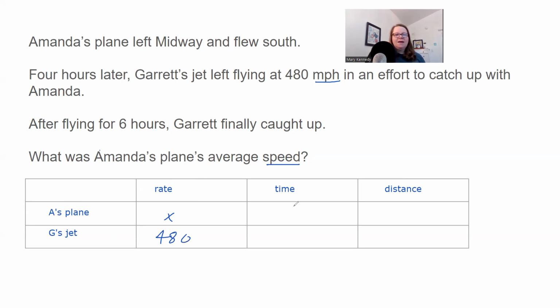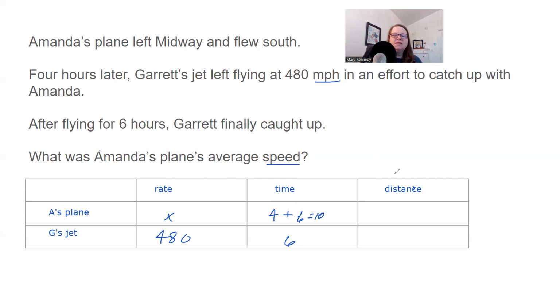And then we need to think about the time. Amanda takes off first and 4 hours later, Garrett leaves. So Amanda's already been flying for 4 hours, so we know she goes at least 4 hours plus. Think about how long Garrett flew. It took him 6 hours to catch up, right? So it takes him 6 hours, and she's already been going for 4 plus the 6 that he's flying. She's still steadily flying at that point, but he's flying so much faster that he eventually catches up. So 4 plus 6, you could think of that just as 10, right?